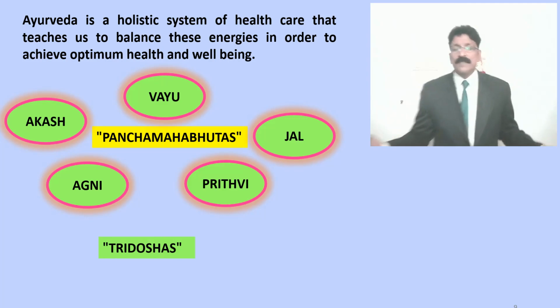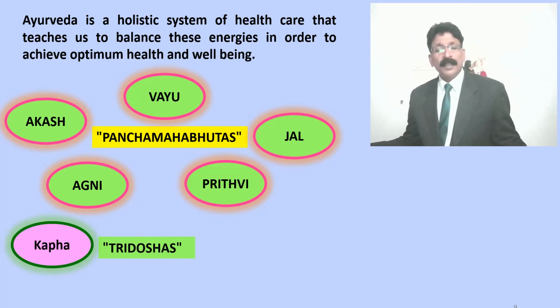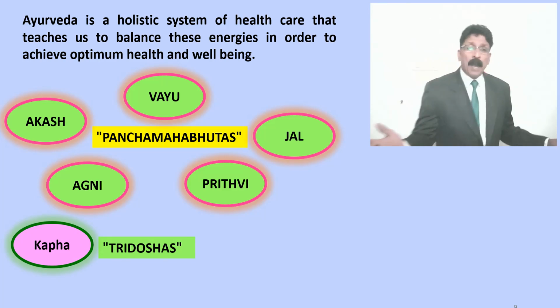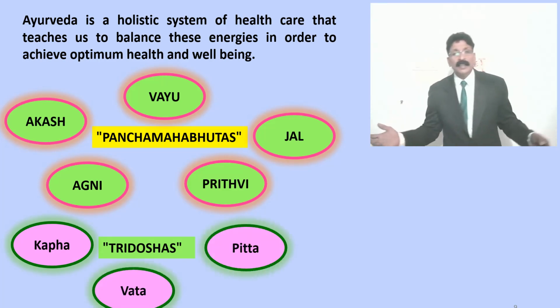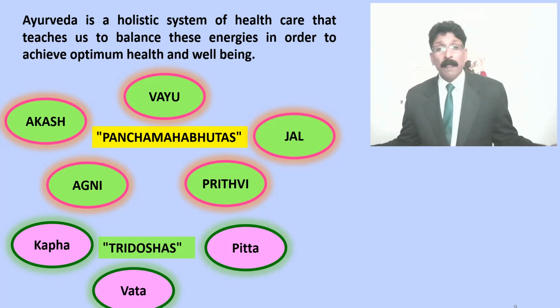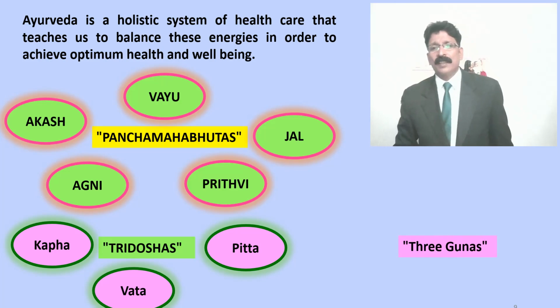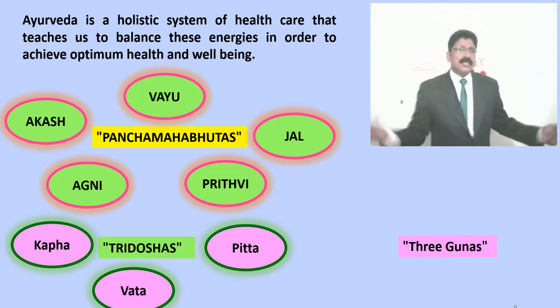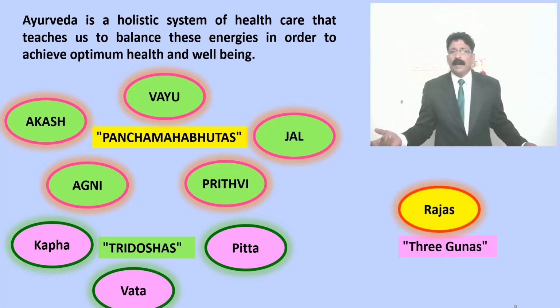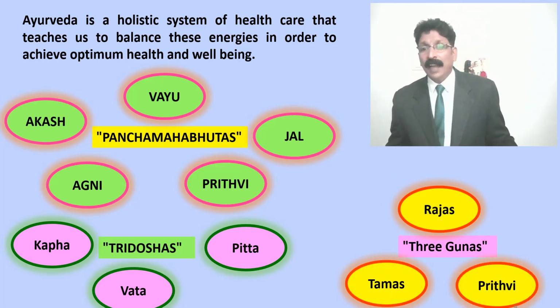Tridosas. Tridosas you should know about. That is Kapha, Pitta, Vata. Usually Vata, Pitta, Kapha they used to say. So Kapha, Pitta, Vata, they are Tridosas. Three gunas in Ayurveda: Rajas, Tamas and Sattva.